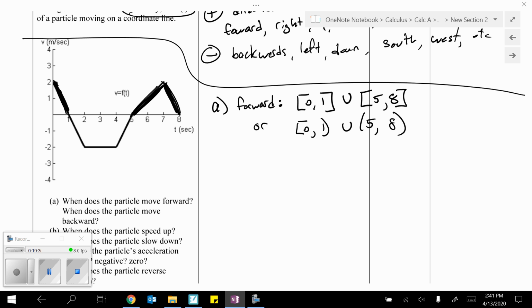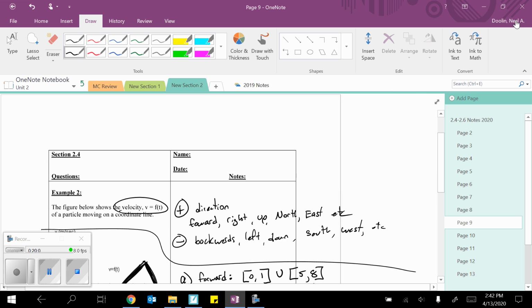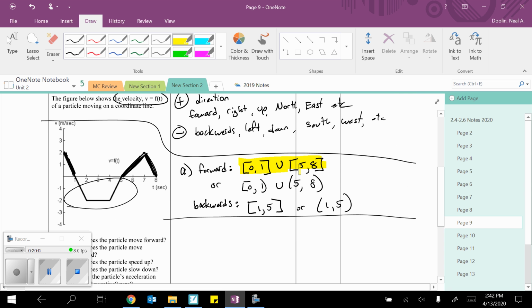Then backwards would be this region down here, just the domain in which the y values are negative. So you would either say from 1 to 5, or you could say from 1 to 5 with open endpoints. Again, it doesn't matter. The two are both correct. My request to you is just be consistent. So if you're giving me the one with the brackets, give me brackets both times. Or if you're using the parentheses, give me parentheses both times. Because it'd be weird to do it one way and not the other, I think.